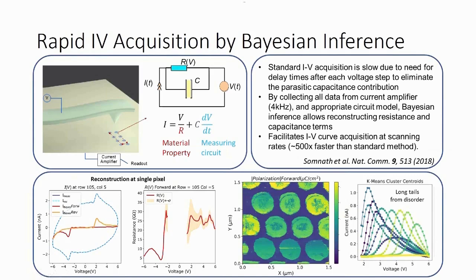the capacitance term disappears. What the Oak Ridge group was able to show is that they can actually take their measurements live on stream at 4 kilohertz, use Bayesian inference and a working model of their material, and actually extract out the material-specific polarization curves with uncertainty.